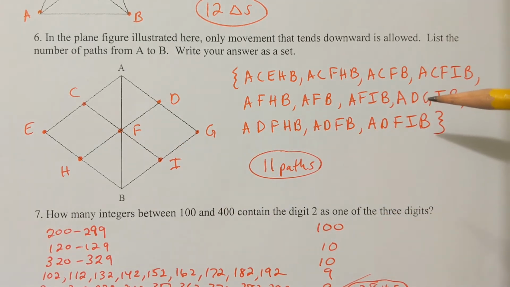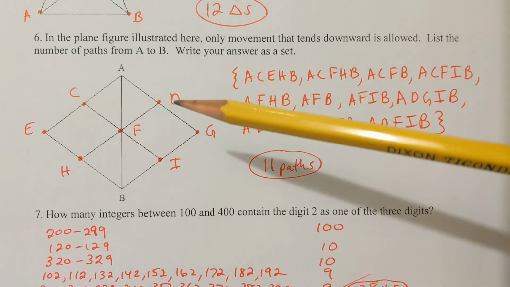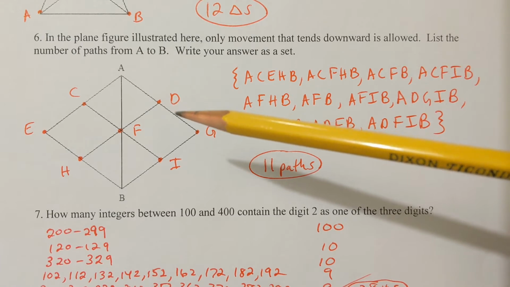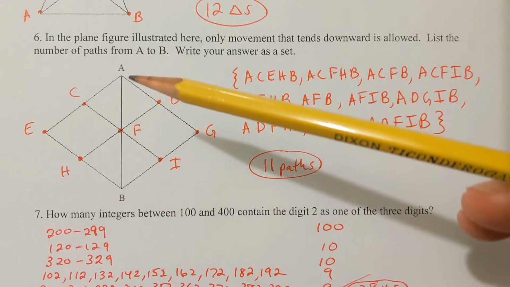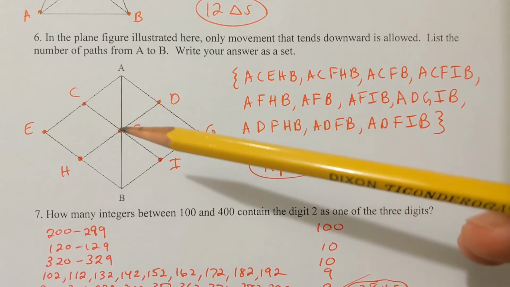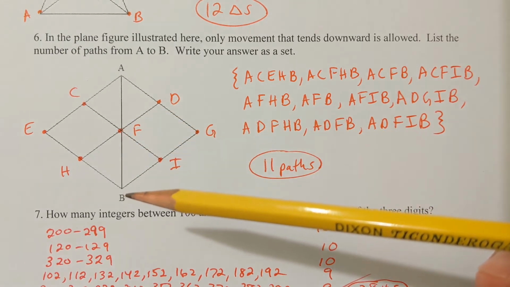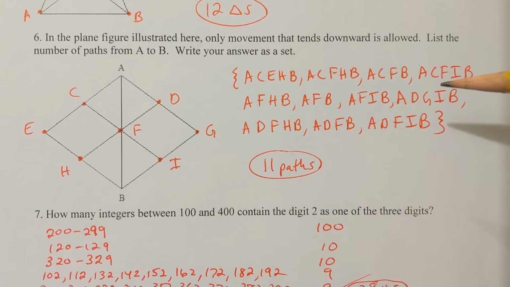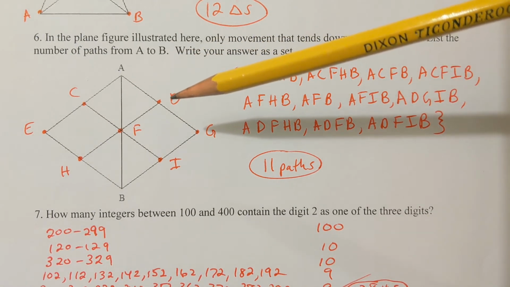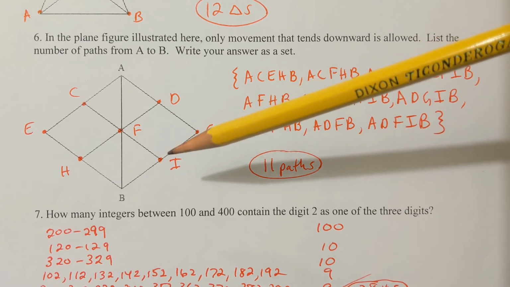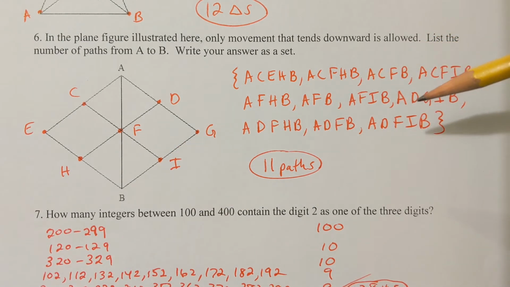Okay, now what if I go A to D? From D I can go over to G, and then down to I, and then down to B. Or I can go A to D, over to F, and then take one of these three options down to B. Okay, so let me consider that. A, D, G, I, B, that'd be that one.